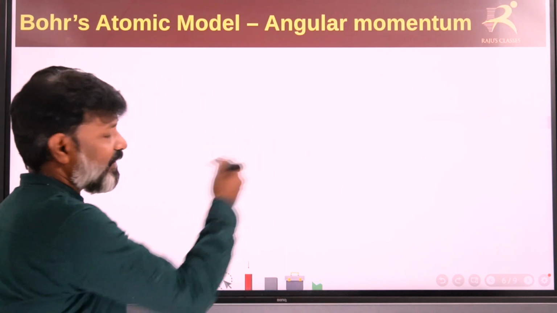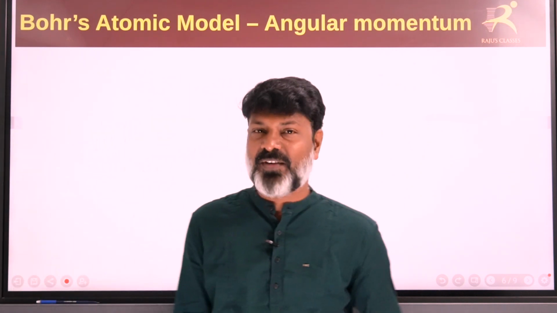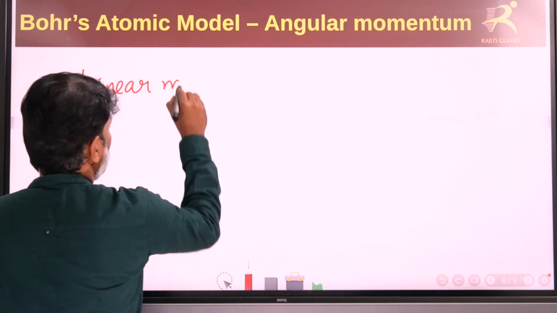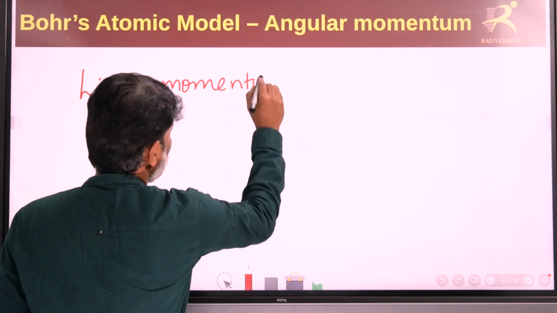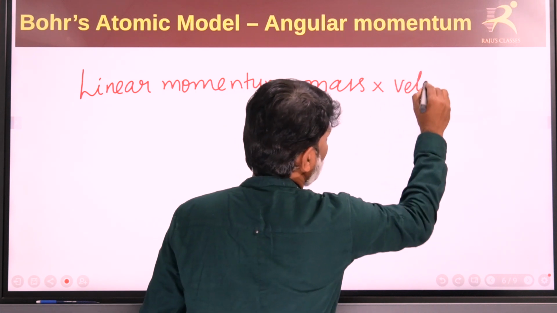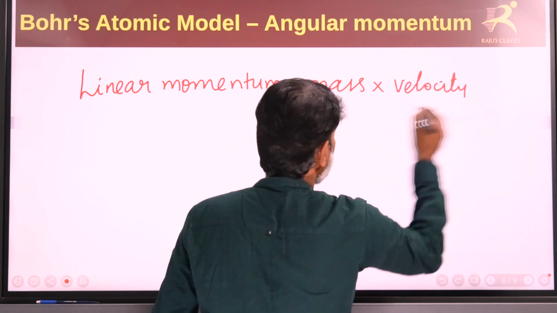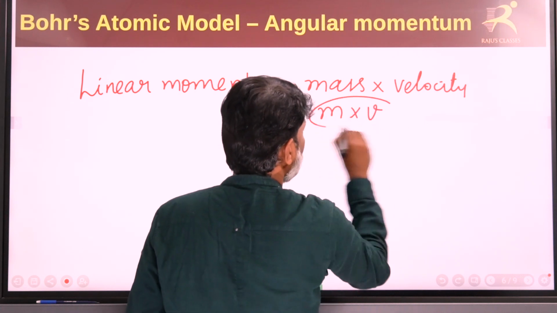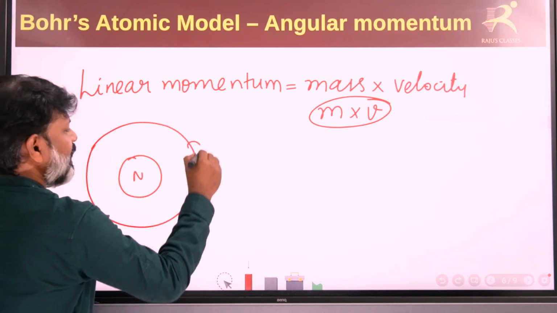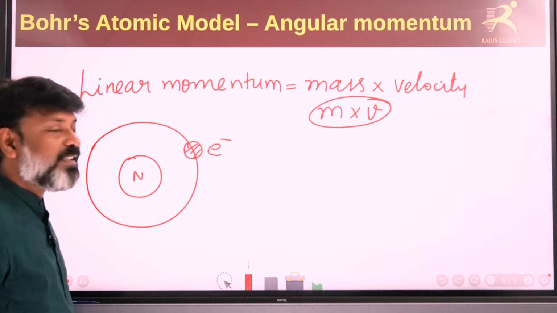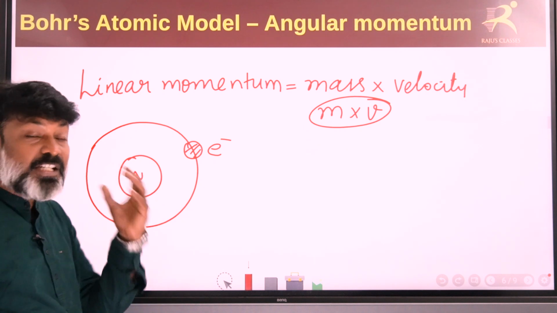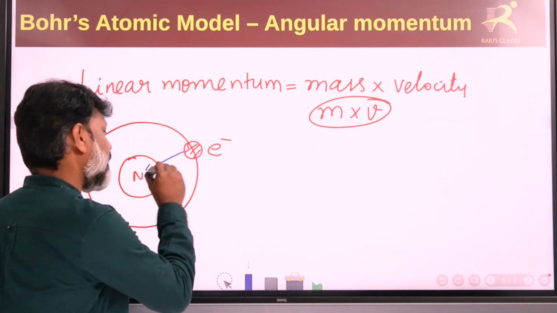Whenever we see angular momentum or linear momentum of an electron, what is linear momentum? That is nothing but mass multiplied by velocity of an electron, which is mv. This is linear momentum. Suppose this is a nucleus, and an electron is coming around this nucleus. Obviously the electron will have a centripetal force towards the nucleus. Always there is a centripetal force.